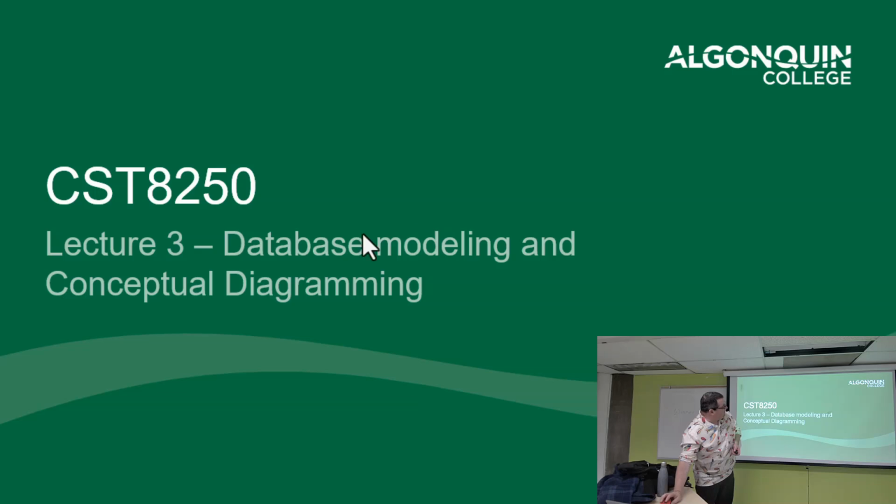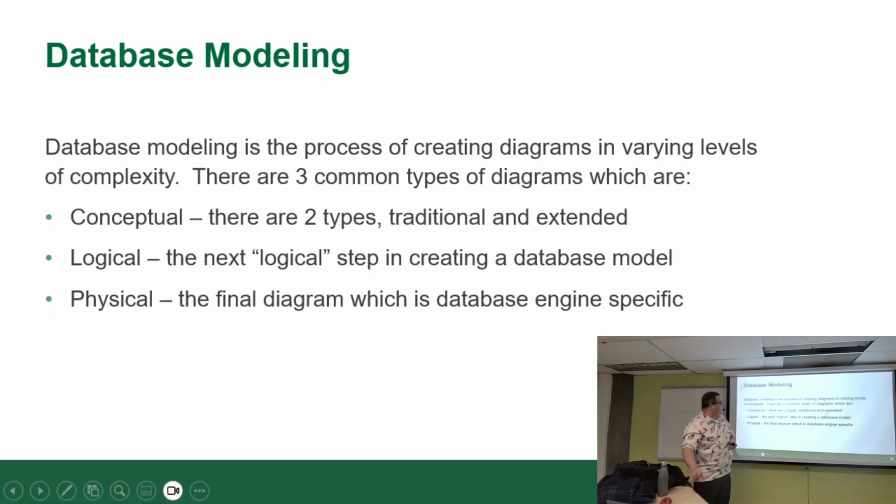So now we're going to start talking about modeling, the diagramming side of it. Database modeling is the process of creating diagrams, and there are different levels of complexity. There are 3 common types of diagrams: conceptual, logical, and physical. For the conceptual type, there are 2, traditional and extended. Normally when people talk about conceptual diagrams, they'll just say conceptual diagram, and they could mean either. It just depends on what their background is.